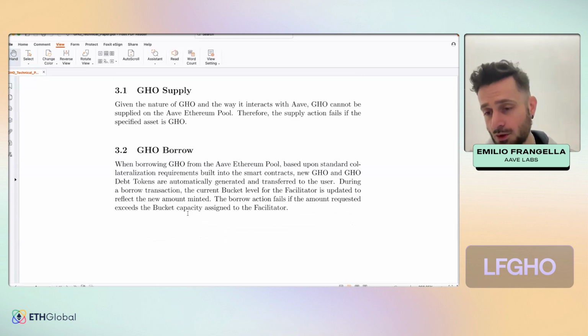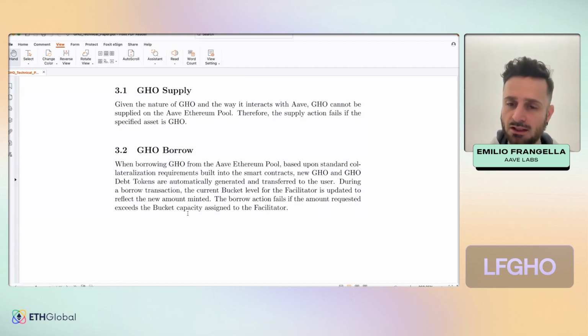What's important is that the contracts that we are going to explore shortly are the contracts that allow native minting of Go. Those are the contracts actually being used on the V3 Ethereum market to generate Go natively. And in markets where Go is listed natively, where it can be minted natively, it is the borrow action that generates the Go and transfers it directly to the borrowers against a certain collateral.